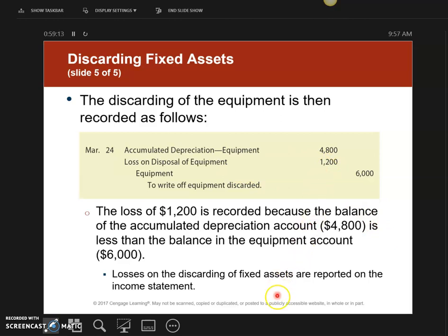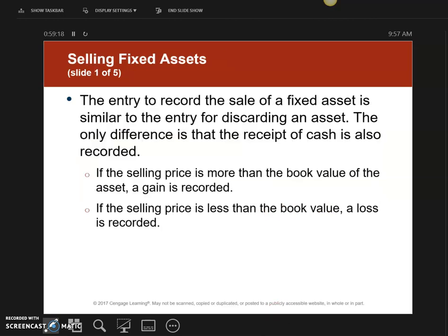Okay, so here's what you need to remember. You need to know the book value at the time you get rid of it. Whether you throw it away or sell it, it doesn't make a difference. If I'm selling it instead of just discarding it, then I'm going to get some money for it. So here's the key. First of all, not on this slide, but you have to update depreciation first. Then if your selling price is more than the book value after you've updated depreciation, you have a gain. If the selling price is less, you have a loss. I'm going to show you on the next slide.